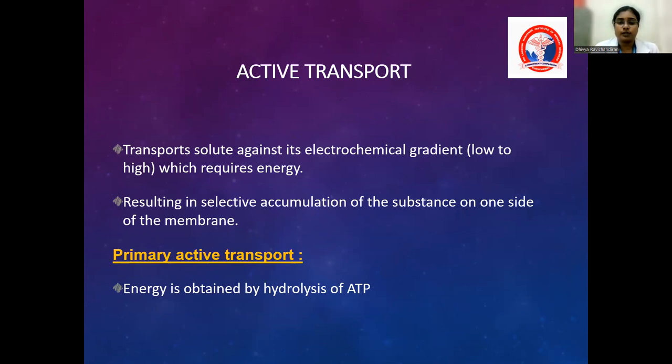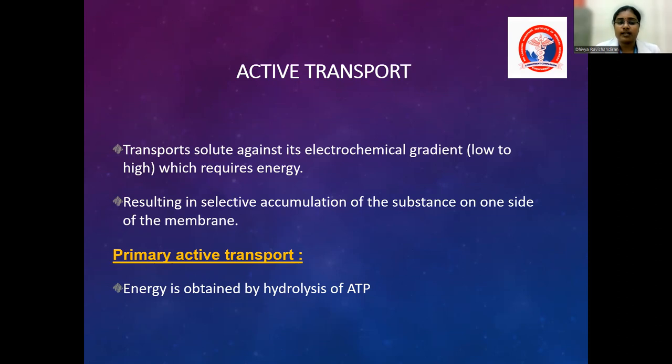The transport of solute against its electrochemical gradient. So active means with the expenditure of energy. Whenever the transport of solute against its electrochemical gradient, from low to higher concentration, with the expenditure of energy, is called active transport. This results in selective accumulation of substance on one side of the membrane.